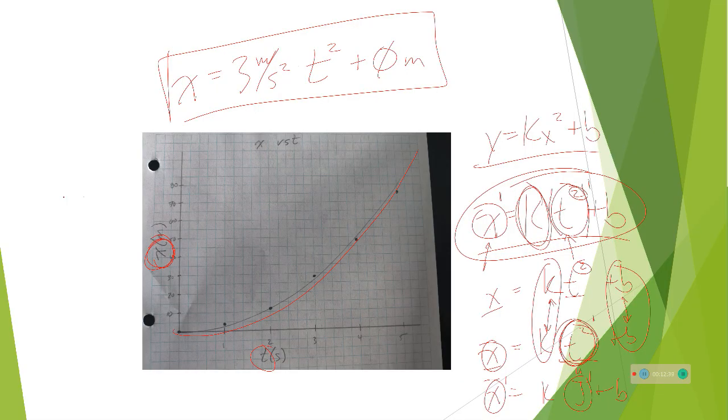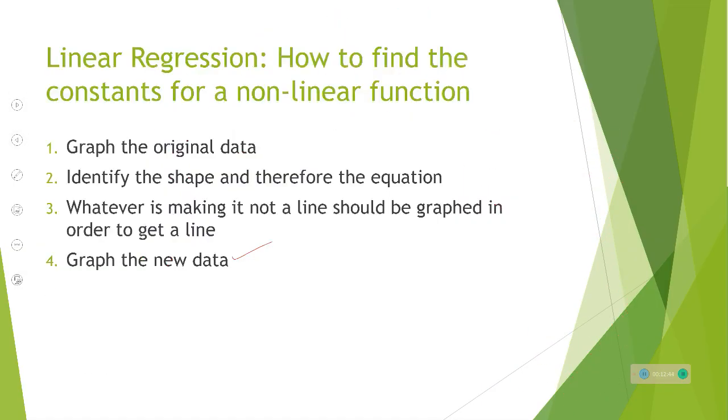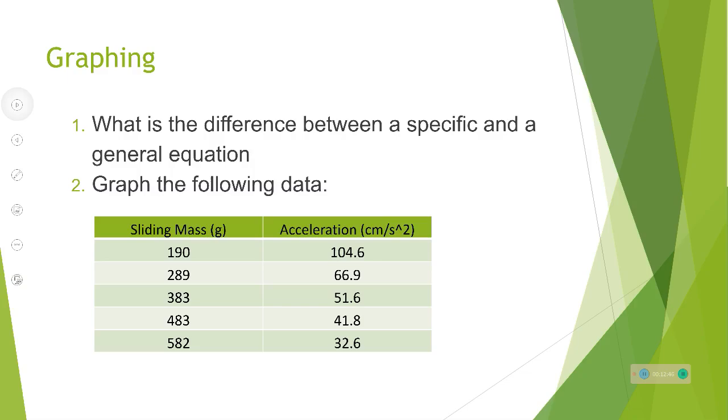All right, let's do one more sample problem. Okay, just using those steps that we talked about right over here. Graph the original data. So here is the new set of data. I've got mass that is increasing in grams. I've got acceleration in centimeters per second squared. You see these numbers right over here.